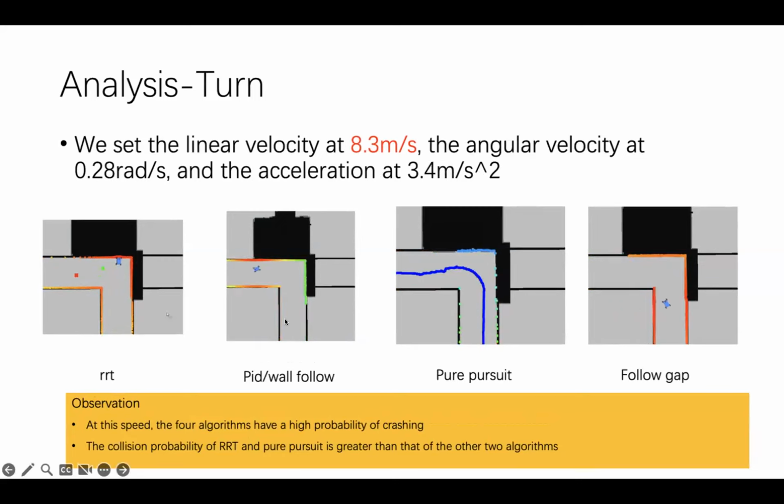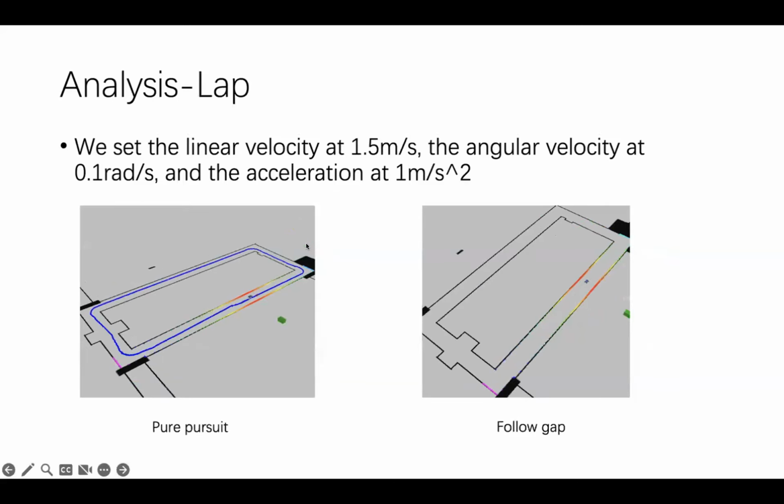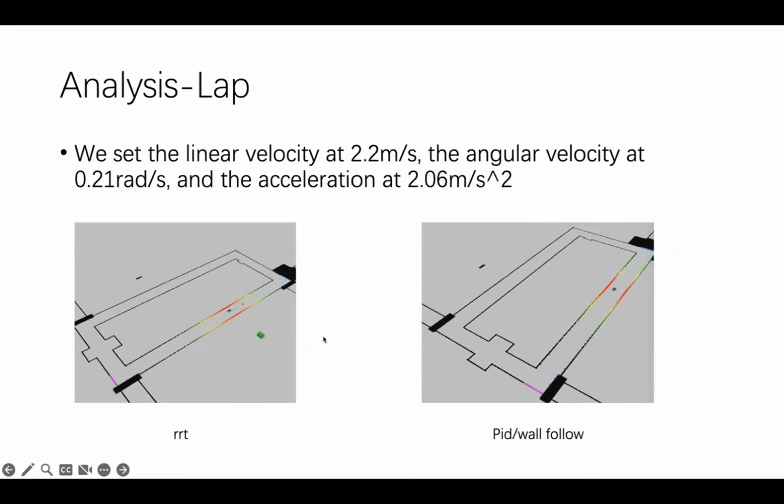So this is the analysis of the lap, which means the car is driving around the map. This is the basic setup at 1.5 meters per second. It seems that for the straight and the turn, it works well. And then we increased to 1.4 meters. This is also the basic setup for 1.4 meters. For pure pursuit and follow gap, it works, at least for 2.2 meters, those work.